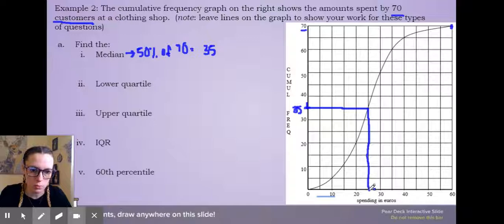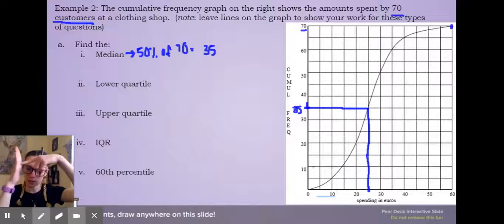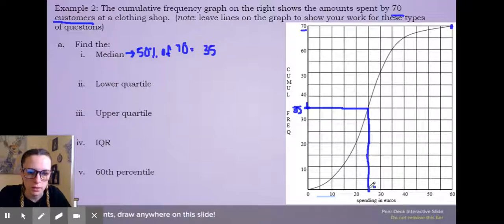So anytime they're looking for a percentile or for one of the quartiles or the median, you'll start on your y-axis at whatever value it is, over to the curve and down. And that answer on the x-axis, in this case 25 euros, is our actual answer.